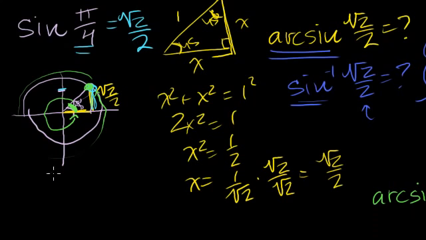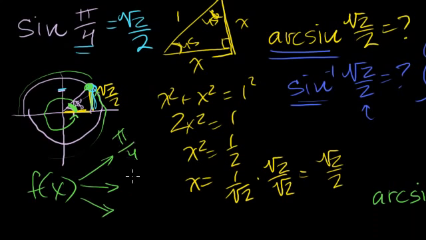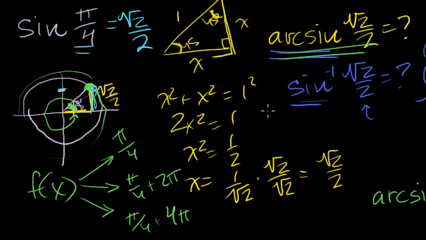And that's a problem. I can't have a function f of x where it maps to multiple values, right? Where it maps to pi over 4, or it maps to pi over 4 plus 2 pi, or pi over 4 plus 4 pi. So in order for this to be a valid function, in order for the inverse sine function to be valid, I have to restrict its range.